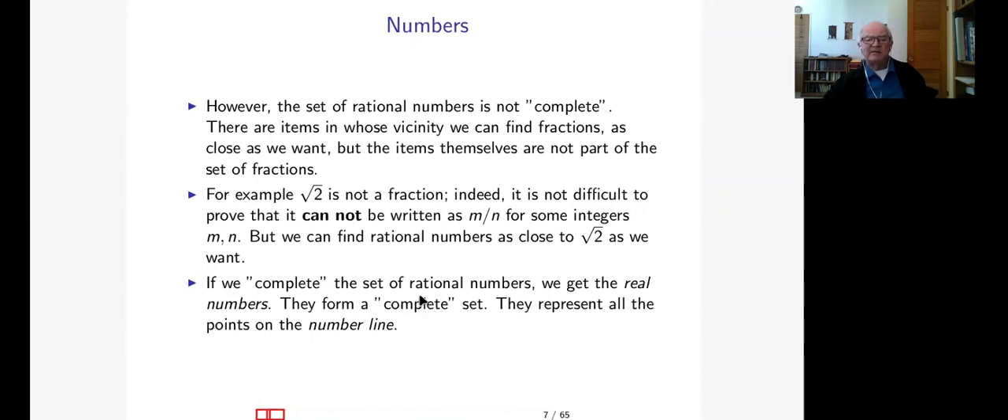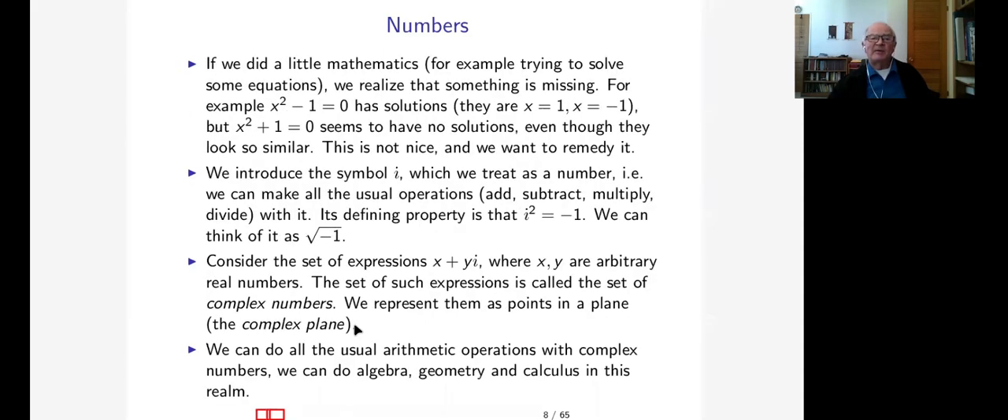Now, if I do some operation to complete the set of fractions, then we get what we call the real numbers. And this is a complete set. This is what we usually represent as the number line. Any real number is a point on the line, and every point on the line corresponds to a number. And now, if we were to do mathematics, we would get into a little algebra, and we would realize that something is missing.